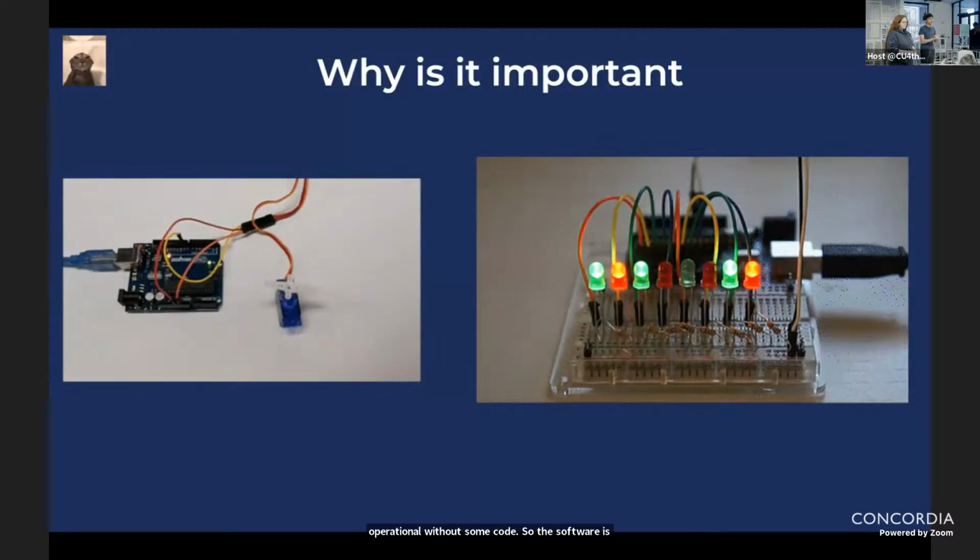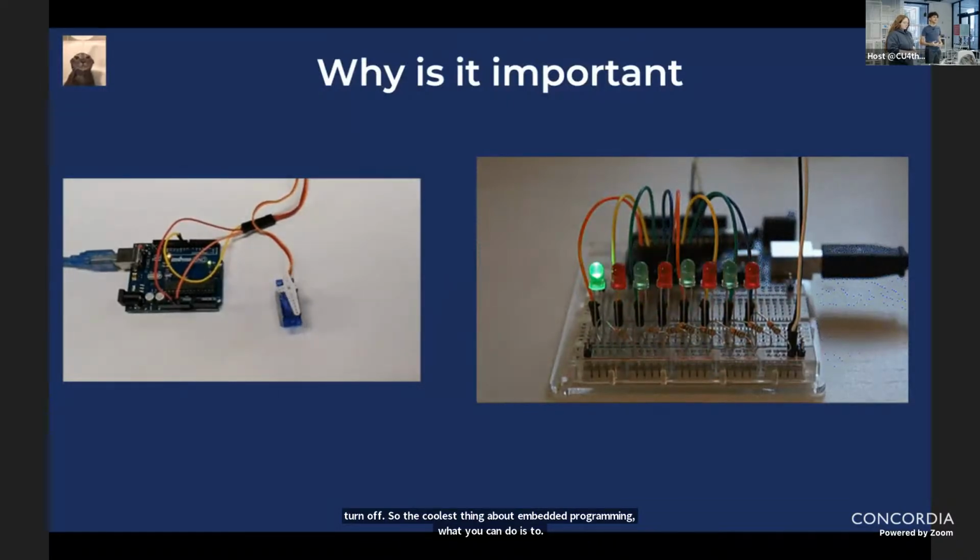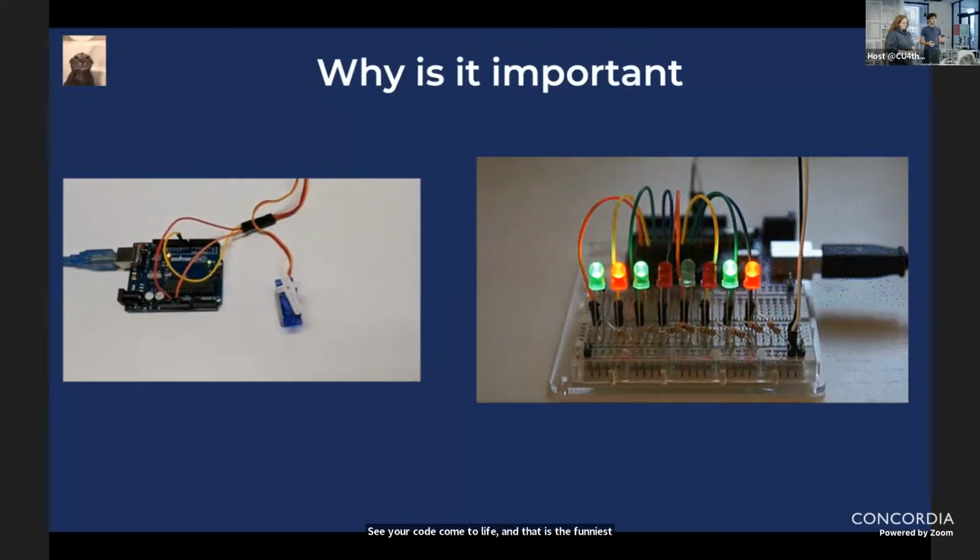As you can see right there, simply some code can make us move. This is what's called a servo. Code moves servos around, and they physically move. And for example, these LEDs, it's only digital code that's allowing them to turn on and turn off. So the coolest thing about embedded programming is that you can see your code come to life. And that is really the most fun part about embedded programming. The most unfun part is coming soon.